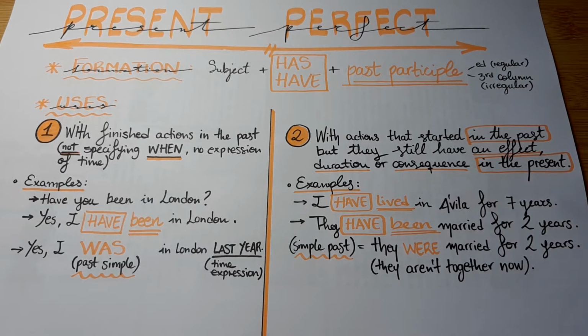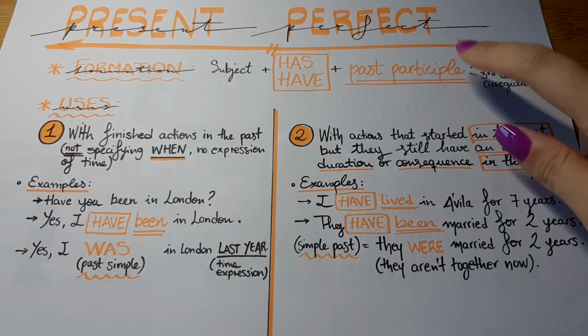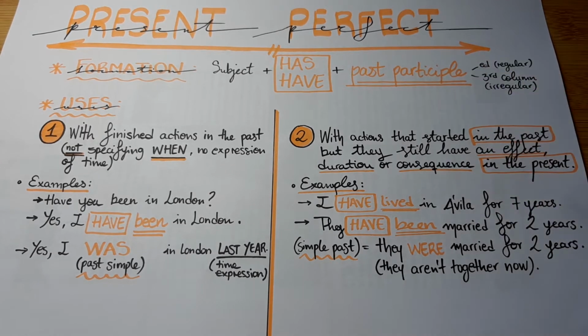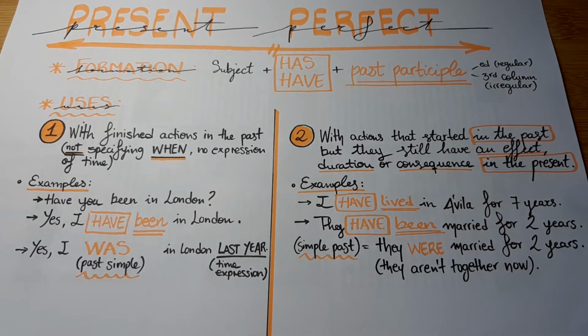Okay, do you remember we have three columns, which is first the infinitive, the second one, which is the past simple, and the third one, which is this one, the past participle. Then, let's go to the uses of this tense.